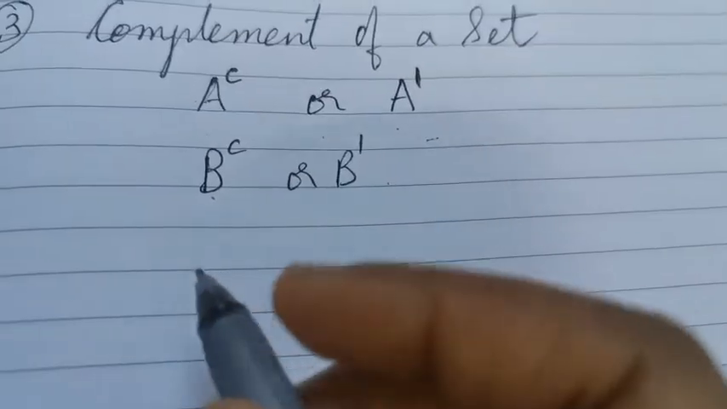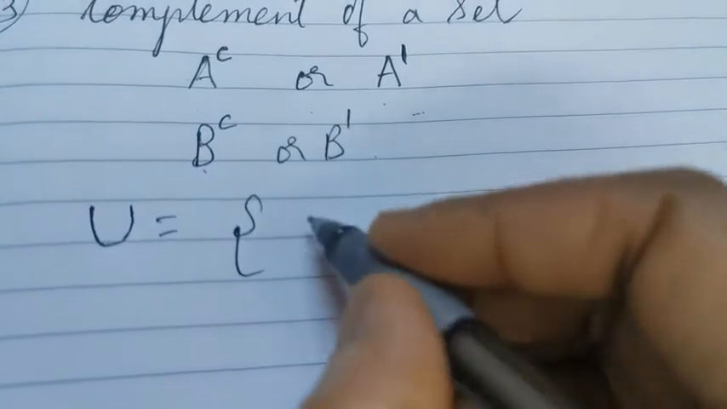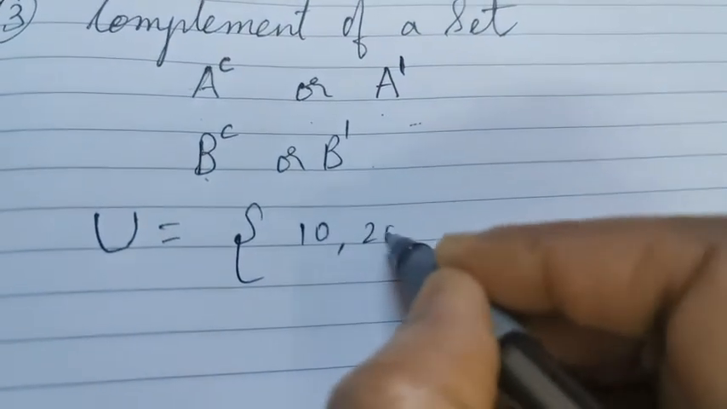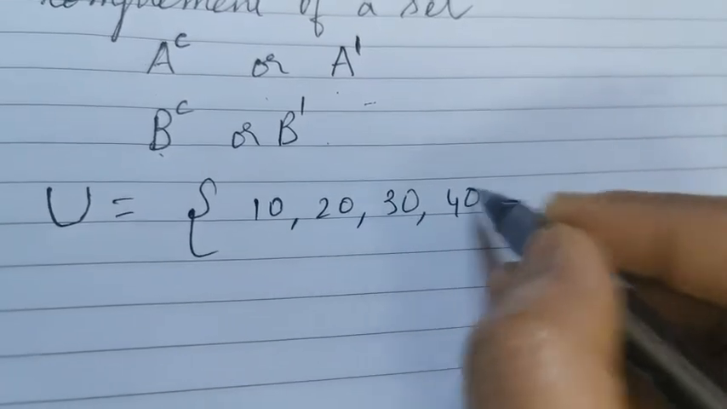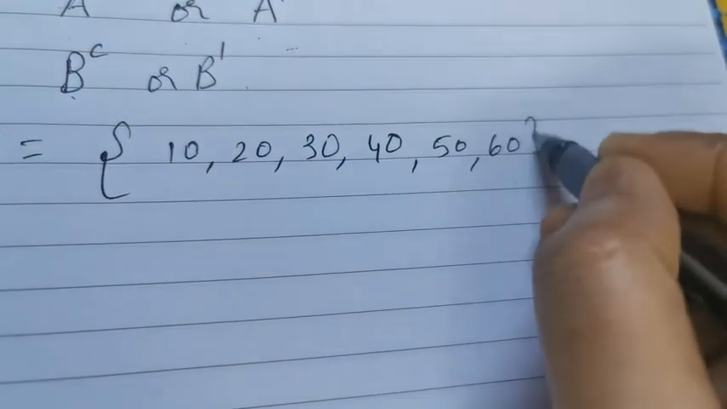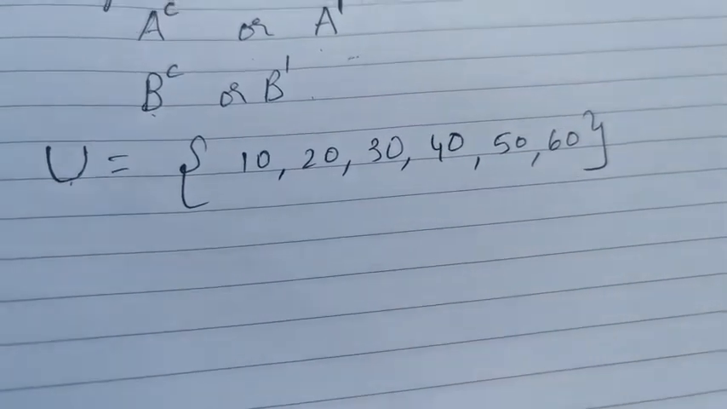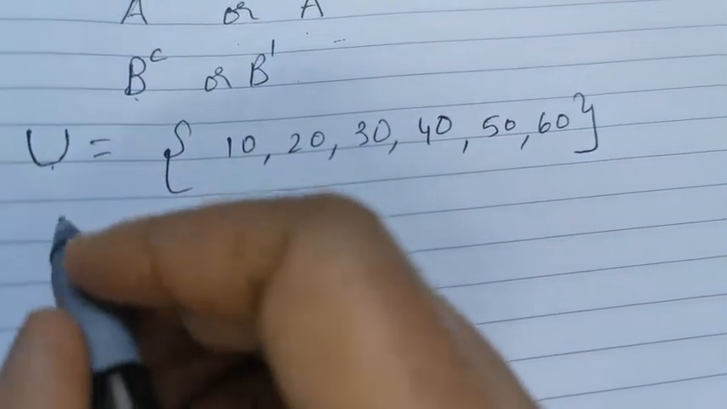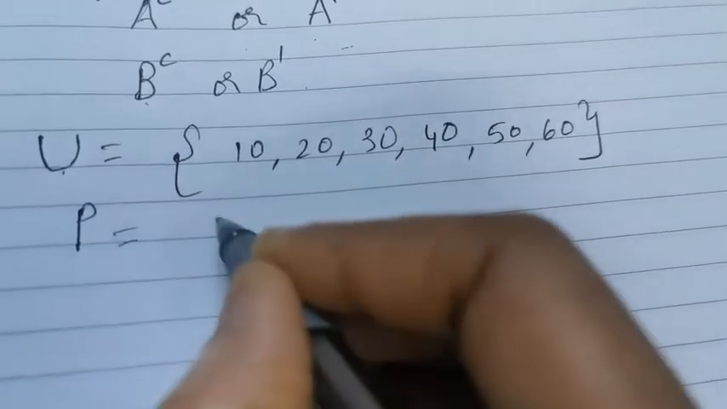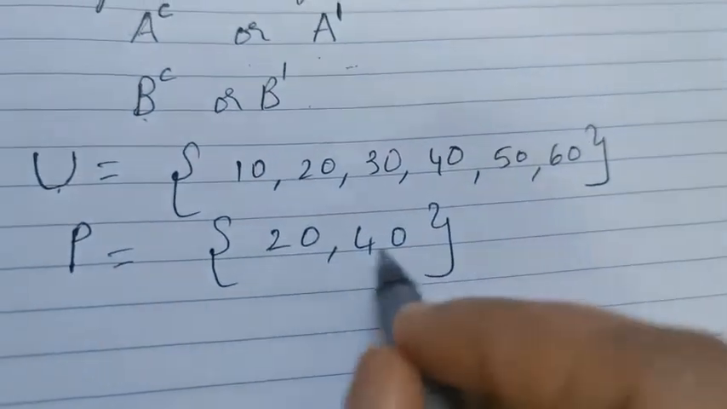So what is complement of a set? I will explain it to you through an example. Now I have a universal set which has elements 10, 20, 30, 40, 50 and 60. Now I have 6 elements in the universal set. Now I have a set P which contains 20, 40. It has two elements, 20 and 40.